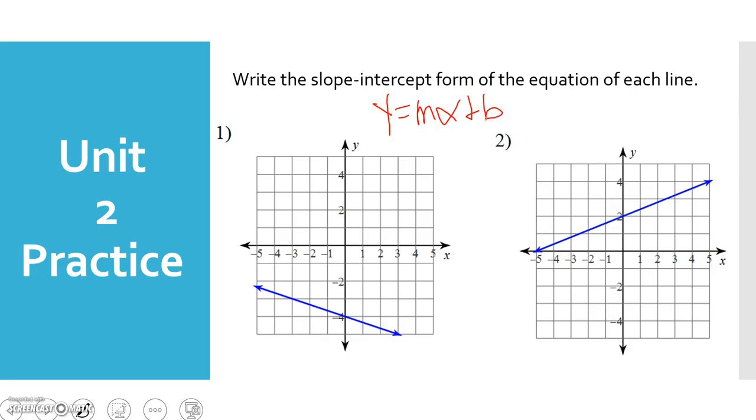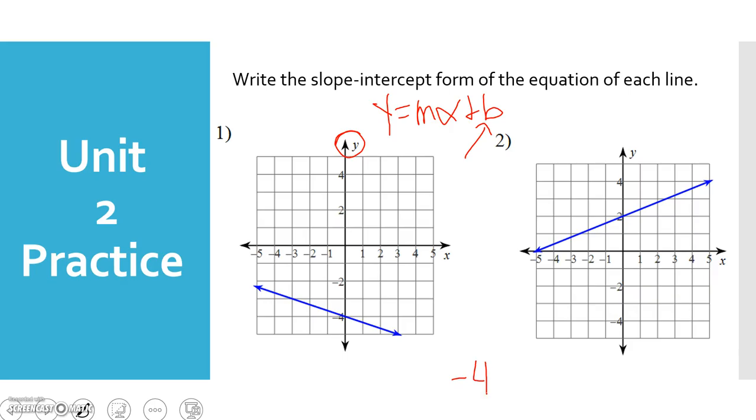Alright, so first thing I'm going to do on this one is find my y-intercept. So I'm going to go to my y-axis, which is the vertical one, and see where it crosses. And it crosses down here at -4. So I know my y-intercept is going to be -4. So now I need to find my slope.